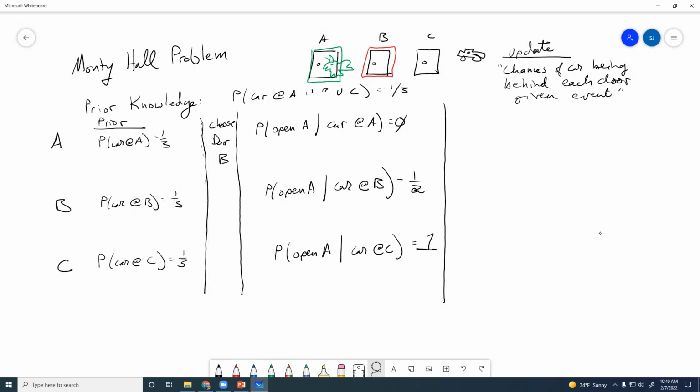Okay, so now, which door do we choose? You chose B, Monty opened A. Do we stick with B or do we go to C? Let's think about it this way. What's the probability of the car at A given Monty opens A? That's 0. What's the probability that the car is at B given that he opens A?